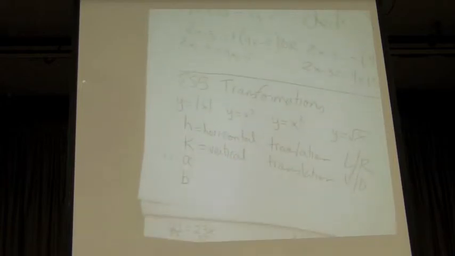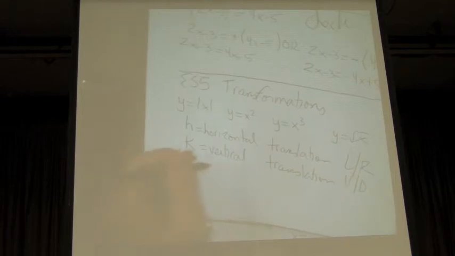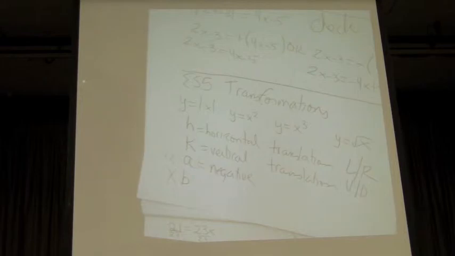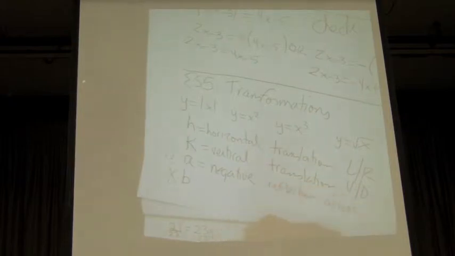Now there's an A and there's a B. Most of the time in Algebra 2, we don't spend a lot of time on B. We spend far more time on A. All right? When A is negative, what took place? A reflection across the x-axis.